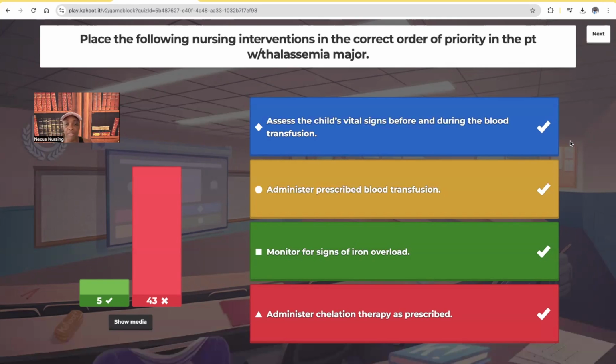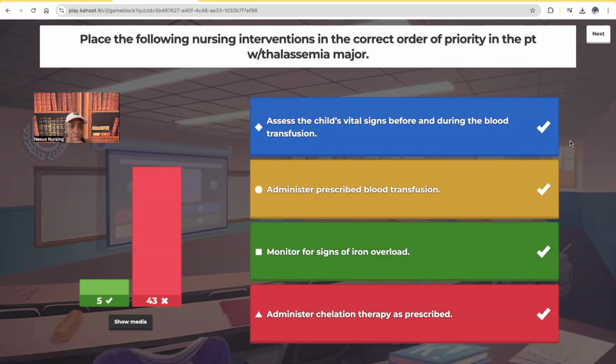So you're going to go ahead and give the blood transfusion. And what are you going to do? You're going to monitor for symptoms of iron overload. Why? Because if the patient has iron overload, that can cause serious, serious damage to your organs like your liver, your spleen, right? We don't want those adverse effects.